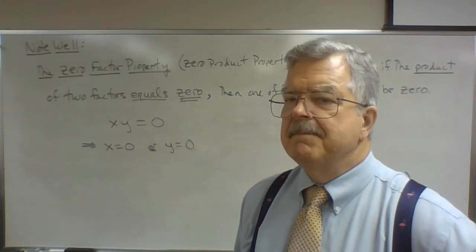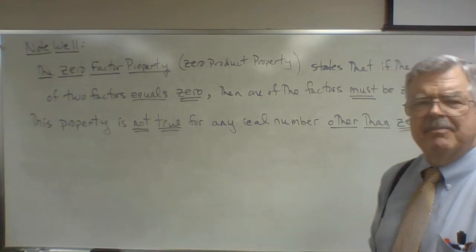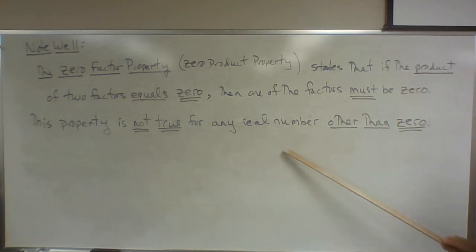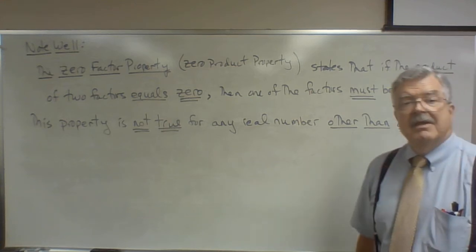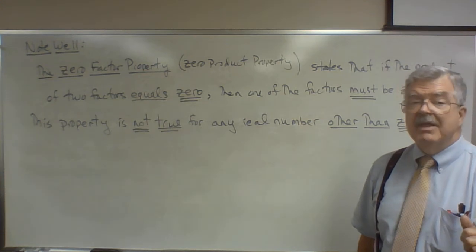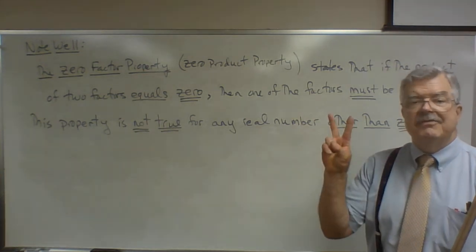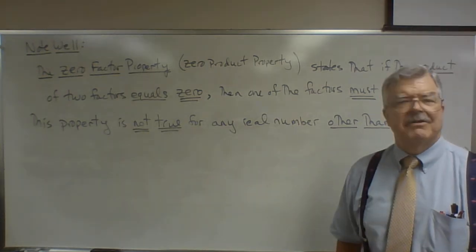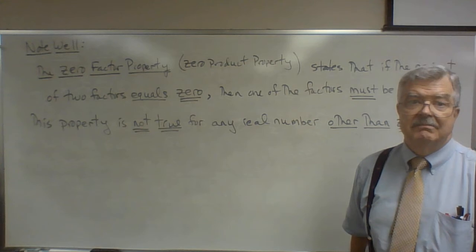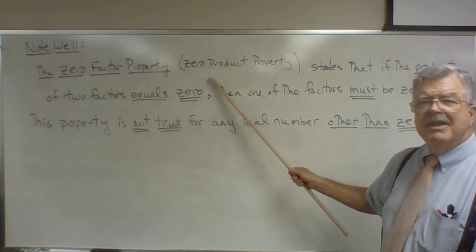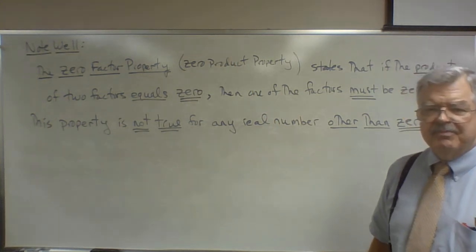So far, so good. Here's the heads up that I want us all to remember. This property is not true for any real number other than 0. So in other words, it's not the case, for example, if we have the product of two factors equal to 1, then one of those two factors must be equal to 1. This claim only is true if the product is 0.